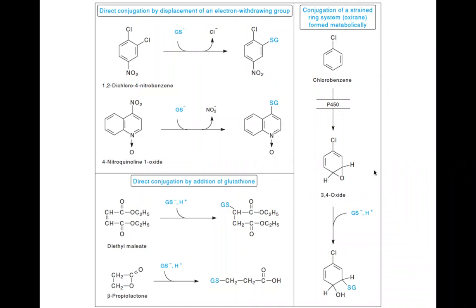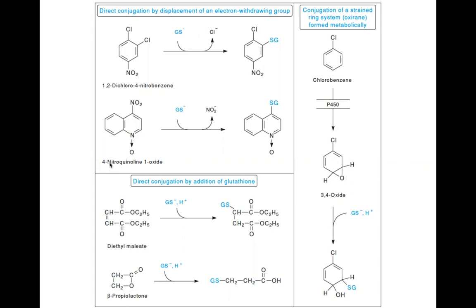And so moving on to the next slide, there are three types of GST conjugation, or three different processes for making the glutathione conjugate. The first one is direct conjugation by displacement of an electron withdrawing group. So sorry, it's covered by this screen here.